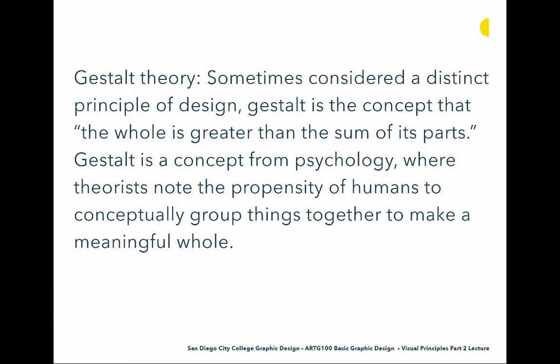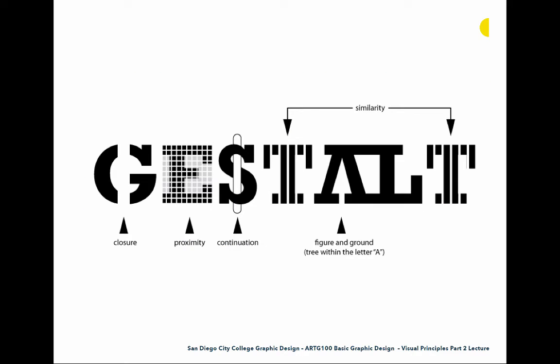Gestalt theory is one of the largest and core principles and concepts to design. And what it means in its largest sense is that the whole is greater than the sum of its parts. And it's a concept that comes from psychology, where humans have a tendency to think about things as the larger whole rather than its individual parts. And there are different concepts that break down into Gestalt theory. And one of them is closure. You'll see this on the left in this G.